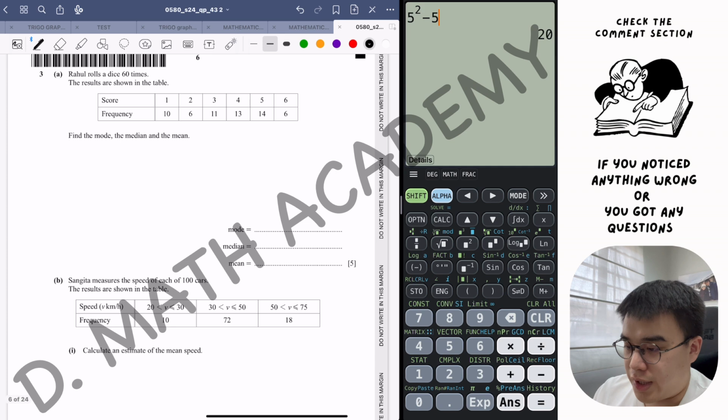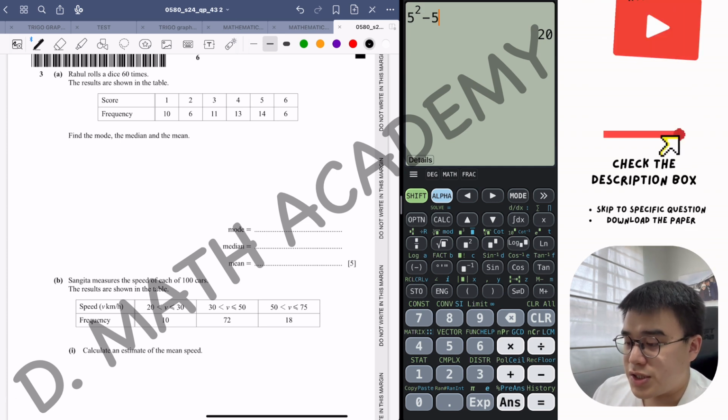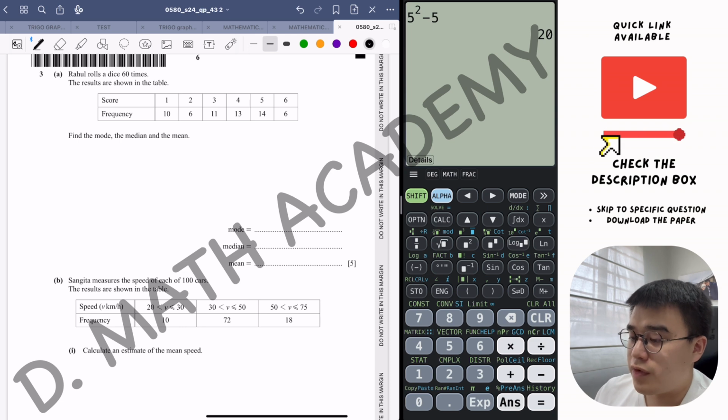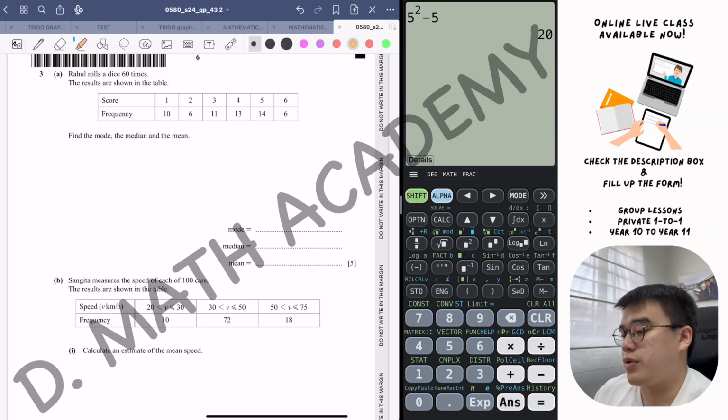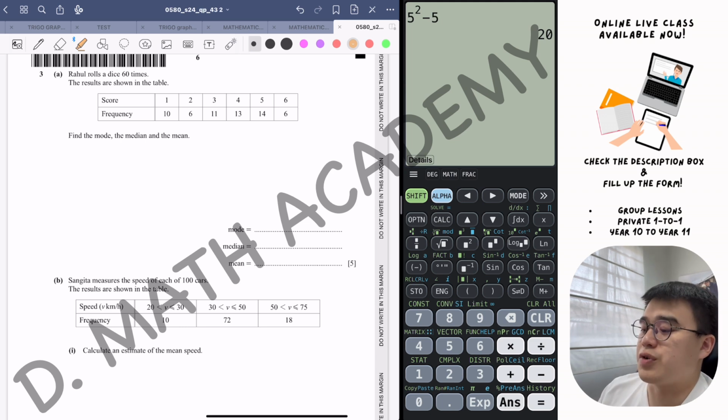Moving on to question 3. Rahul rolls a die 60 times, and the data is shown in the table below. So they want you to find the mode. Mode means which of the group here repeated the most or has the highest frequency.